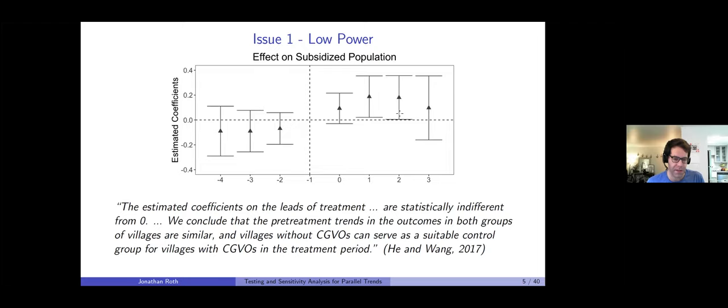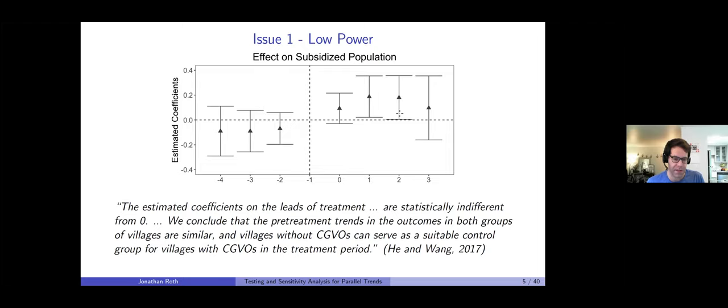So I think just to put a little bit of statistical structure on the argument that He and Wang are making, and the argument that's commonly made in this literature: basically they're saying we have estimates of the pre-treatment difference in differences, and we think under parallel trends that in fact these true coefficients that we're estimating are all equal to zero. So the true coefficients are actually equal to these green dots. And we can't rule out that our estimated coefficients, these triangles, are actually equal to these green dots.